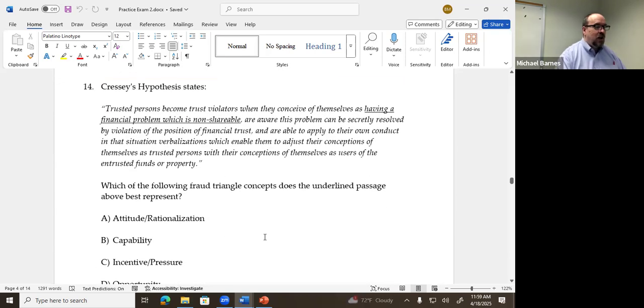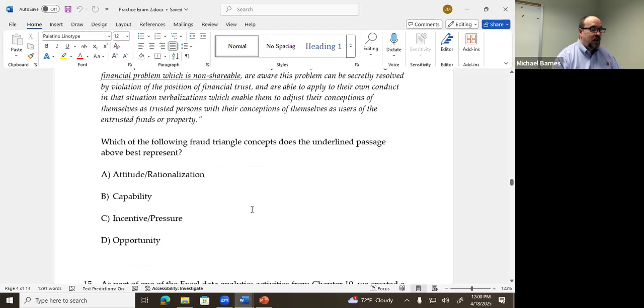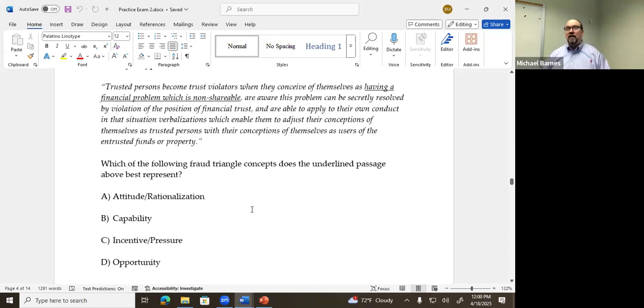Cressey's hypothesis states the following: trusted persons become trust violators when they conceive of themselves as having a financial problem which is non-shareable. That's the underlying part. So this is basically saying, look, I've got a trouble and I don't think that I can solve this problem other than defrauding an organization. So what is going to be a reason that somebody would want to commit fraud? The answer is that's an incentive to commit fraud, something that actually motivates them to do something. Okay, that's what's underlined here.